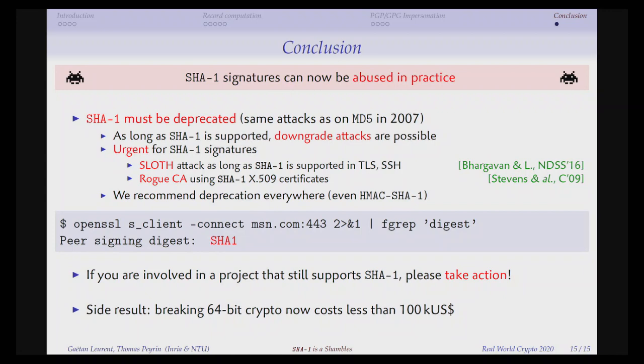So I'm sure there are people in this room who are involved in security projects that still use SHA-1. So please help us. Please deprecate SHA-1.